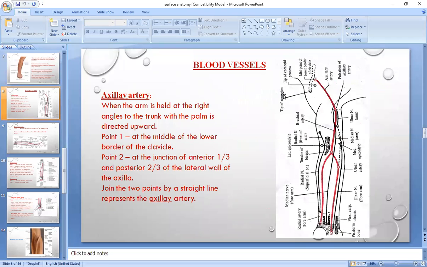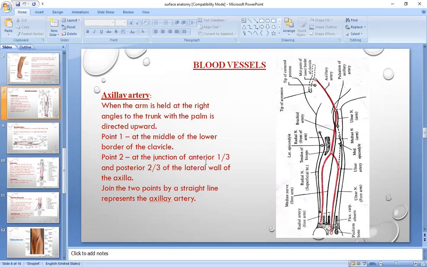Now we are going to blood vessels. So I am taking the important blood vessels here, okay, not all the blood vessels. So what are the important vessels? As you know, the axillary artery is an important artery because it is continuous as the brachial artery. So to illustrate the axillary artery, what are those landmarks on the surface of the body? First you make a point at the middle of the lower part of the clavicle.